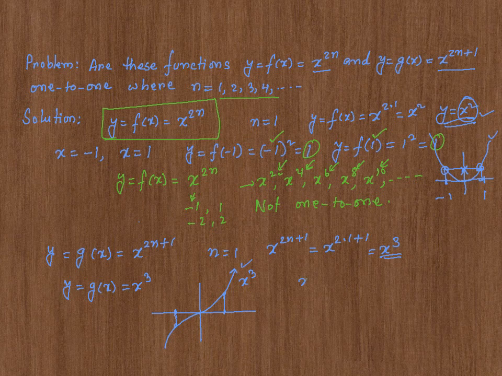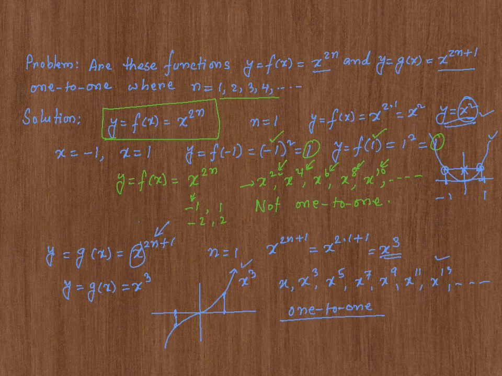In general, if you have x cube, x to the power 5, x to the power 7, x to the power 9, x to the power 11, x to the power 13, and so on and so forth, any odd positive number as an exponent, it is going to be a one-to-one function. Remember that. As soon as you have an x with an odd power just by itself, it is going to be one-to-one. On the other hand, if you have an x with an even power, it's not going to be a one-to-one function.